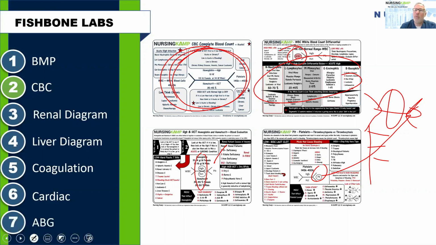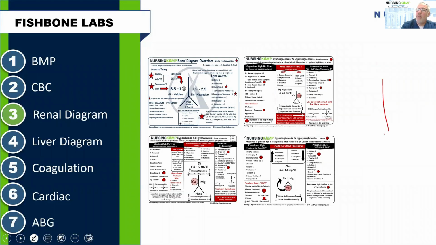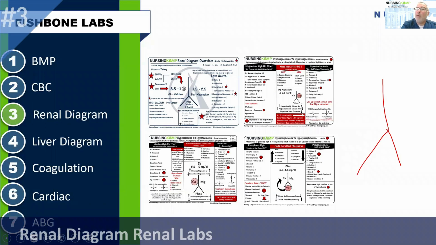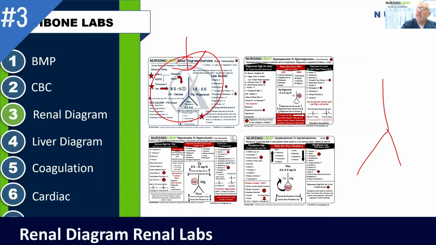We're going to cover why this is important, how meds relate to it, and how do you use this in practice. The next one we're going to cover is called the renal diagram. And that renal diagram will be broken down again. How do you memorize these numbers? Because a lot of times these numbers are all over the place.